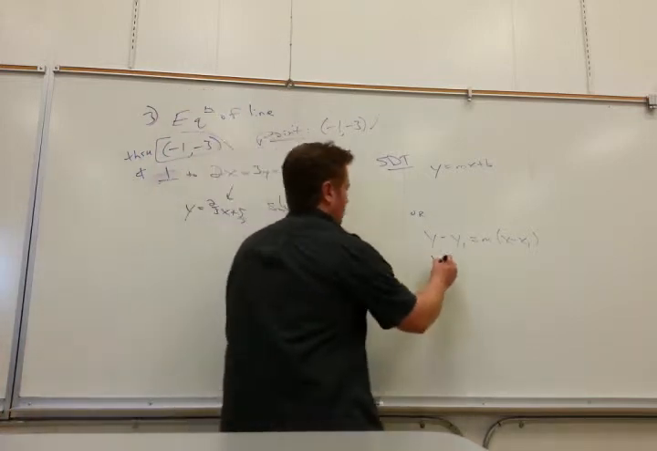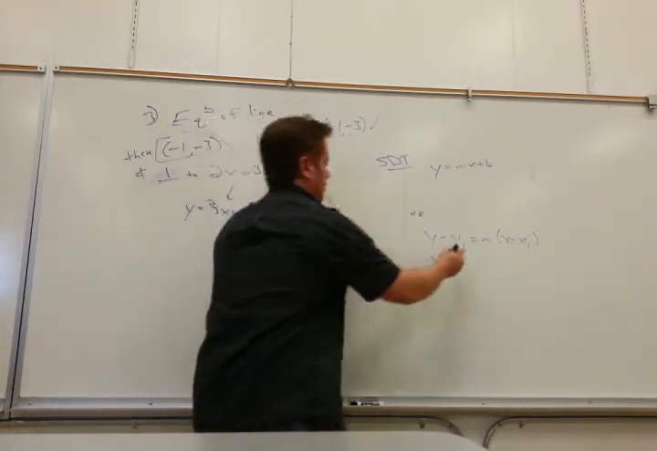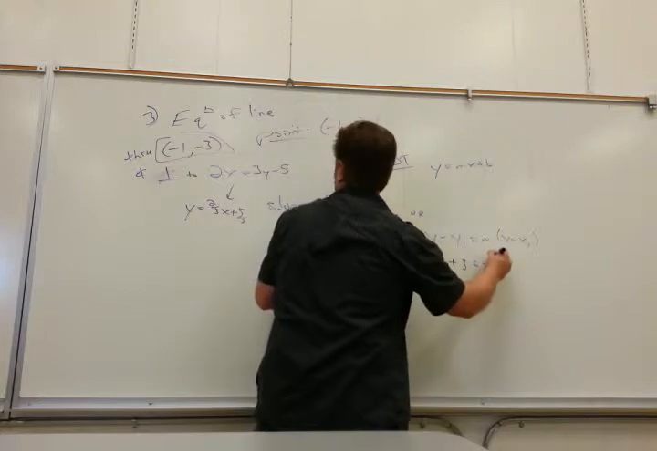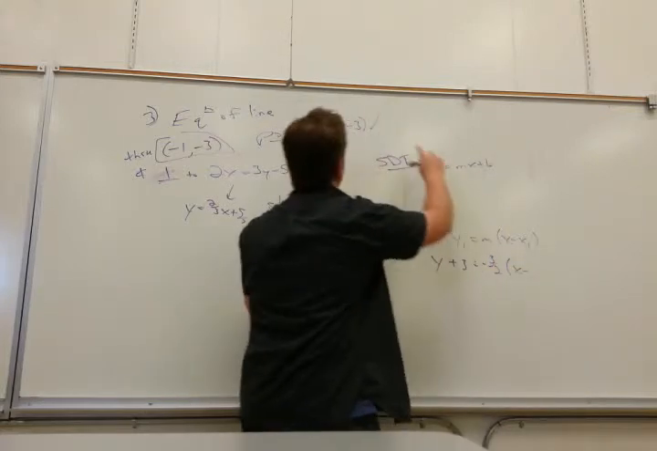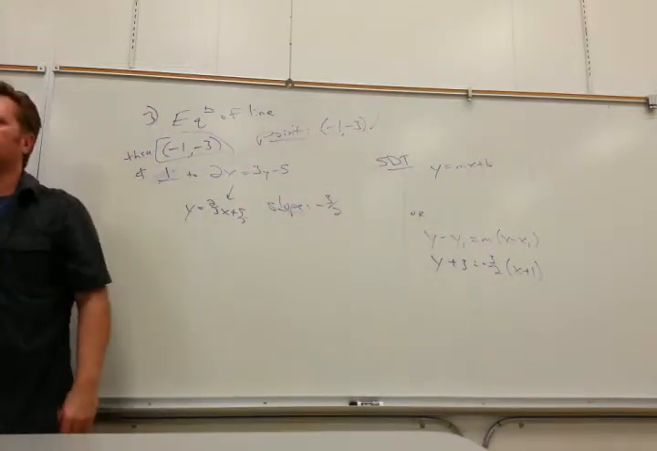I don't know. All right. So y minus what goes here? Yeah, negative 3. So you just make it plus. Slope is negative 3 halves. X minus negative 1. So I can just make that plus. And I just clean that up a little bit.